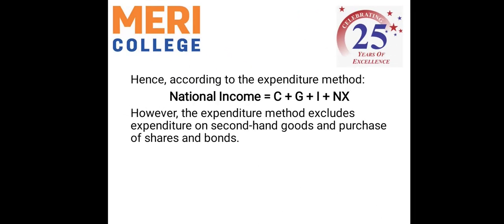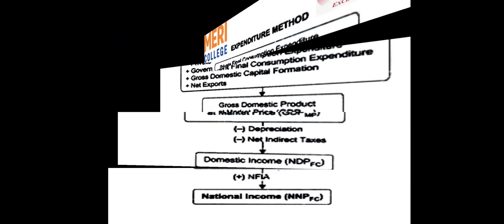Here is the formula for calculating national income by expenditure method: C, consumer expenditure, plus government expenditure G, plus industrial expenditure I, plus NX, your net export. However, expenditure method excludes expenditure on second hand goods and purchase of shares and bonds.